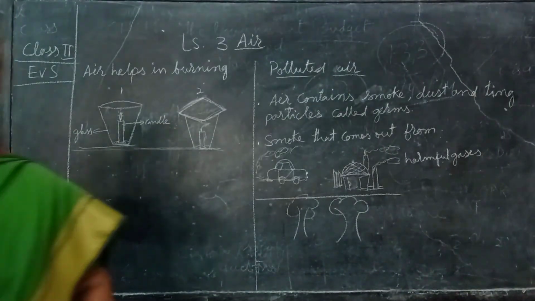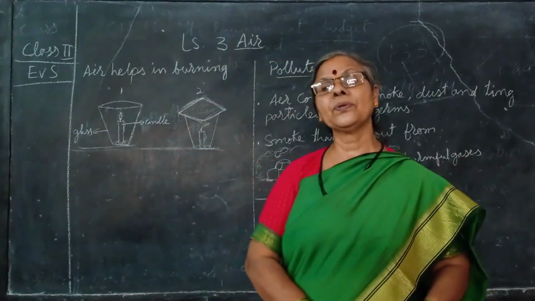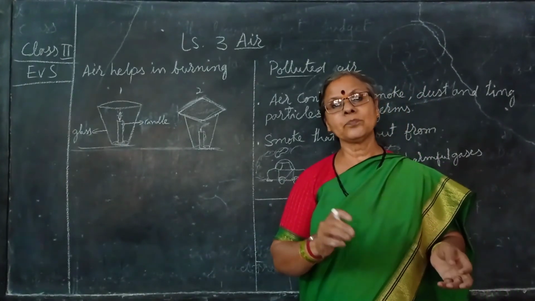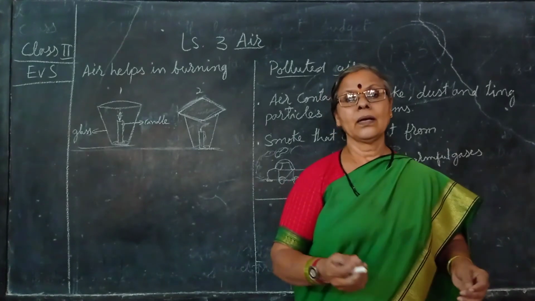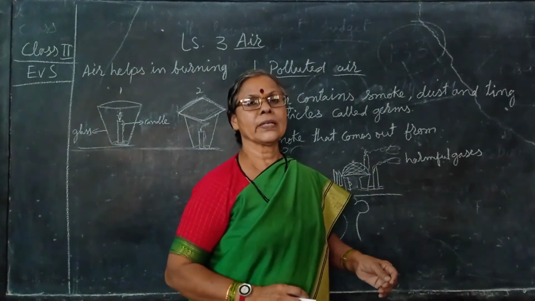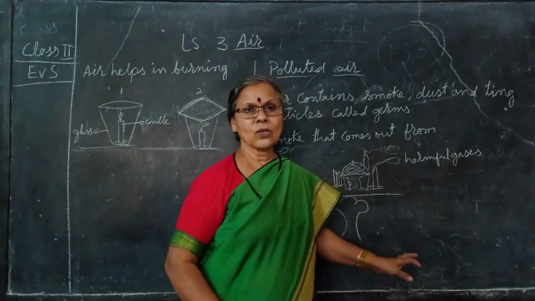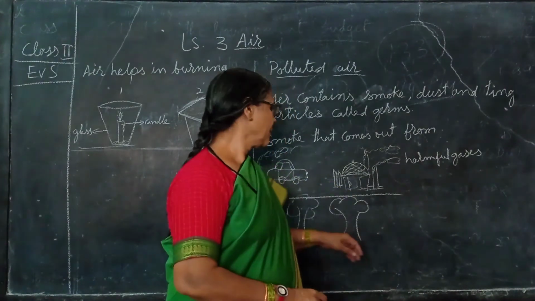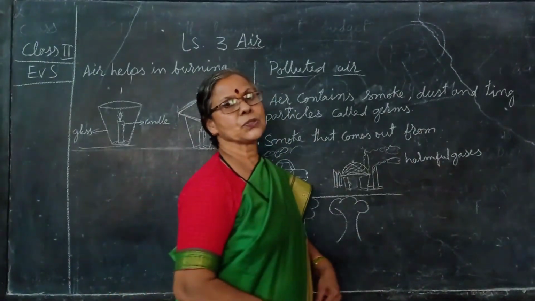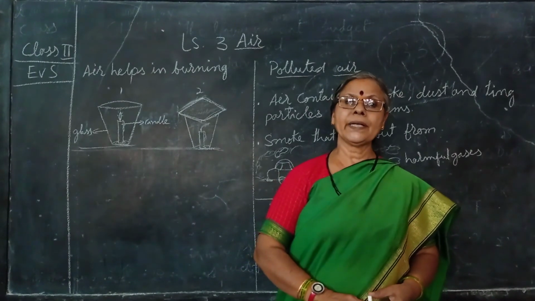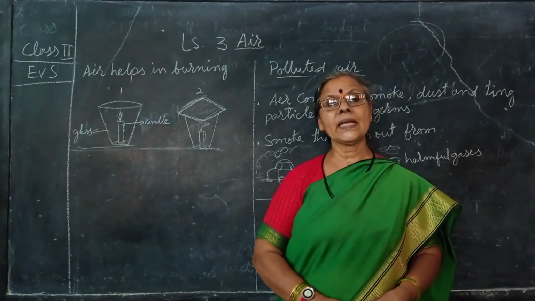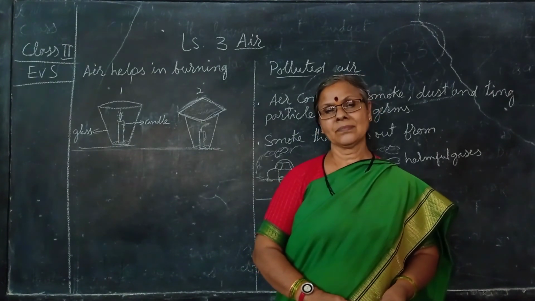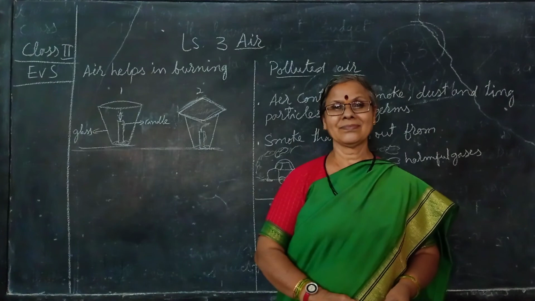So these two things we have learned. Children, you too take a pot and plant a small plant, put water to the plant, let it grow and observe how you feel nice and happy. Today we have learned these two things. With this we have completed lesson number 3, air. In the next class we will be writing new words and a few objective type questions. Thank you.